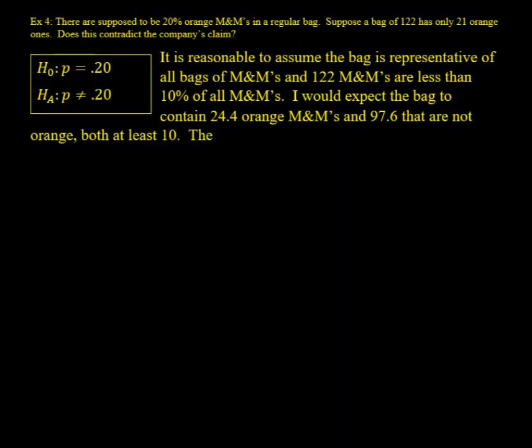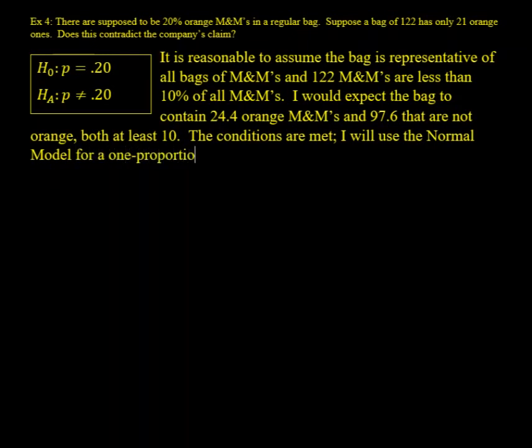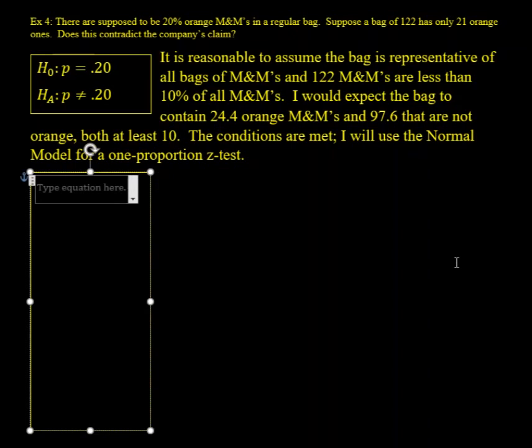Now you need this next statement. You have to state the conditions are met. The conditions are met. I will use the normal model for a 1 proportion Z test. You have to state that the conditions are met and what model you will use.